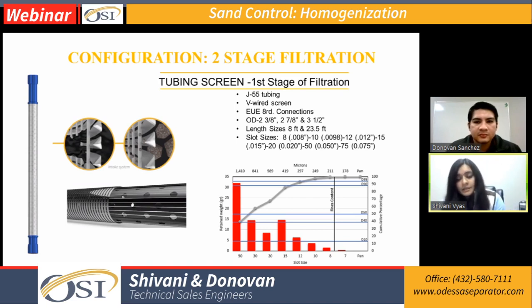That is something we need to keep in mind, so let's open up that slot size. In this case, we might have to go with a 75 slot size on the tubing screen, because it's really important to homogenize. Whereas when the 15 slot comes up highest, we can go with a 20 or 30 slot, again depending on the well condition and the failure rate.